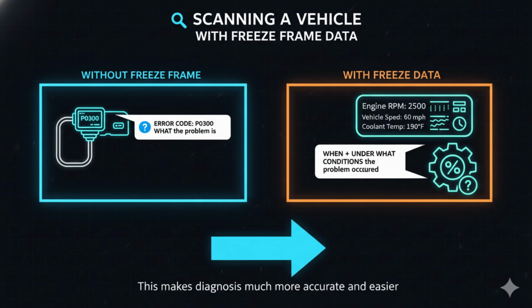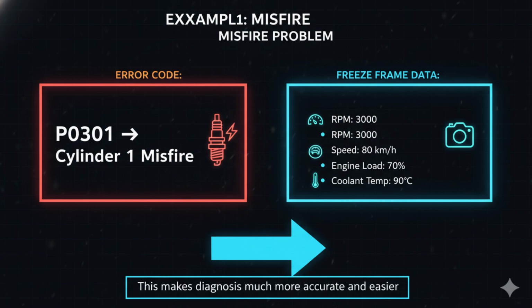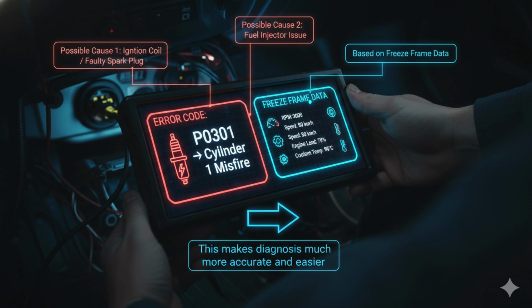Now let's look at a real example. Imagine a vehicle shows an error code P0301, which indicates a misfire in cylinder 1. When we check the freeze frame data, we see that the RPM was around 3,000, the vehicle speed was about 80 kilometers per hour, and the engine load was high. This tells us that the misfire did not happen at idle or low speed. It happened when the engine was under heavy load and running at higher speed. So, the possible causes could be an ignition coil problem, a faulty spark plug, or even a fuel injector issue.